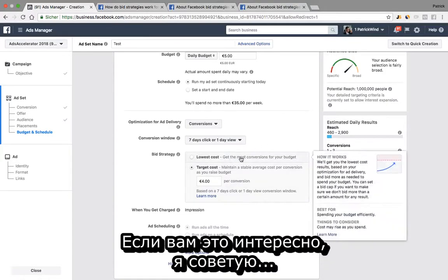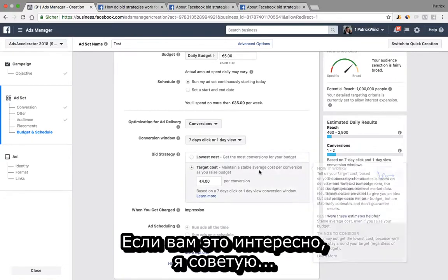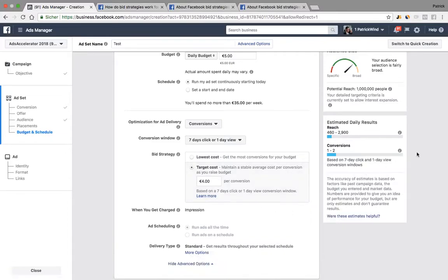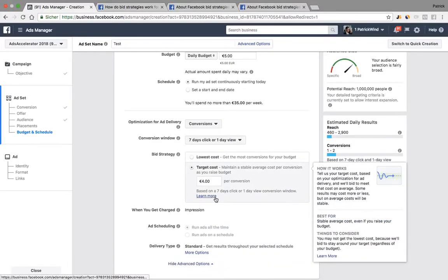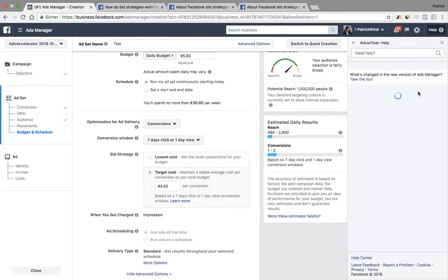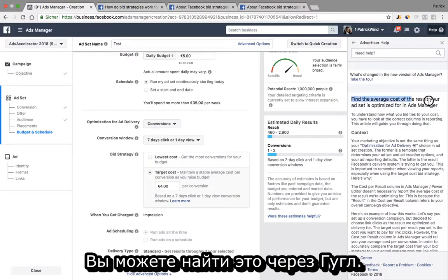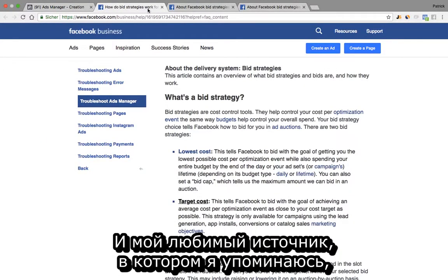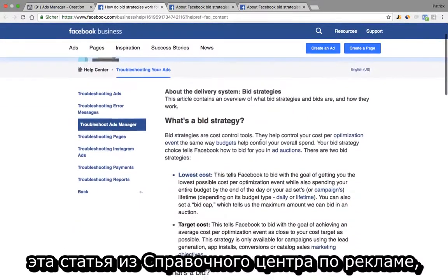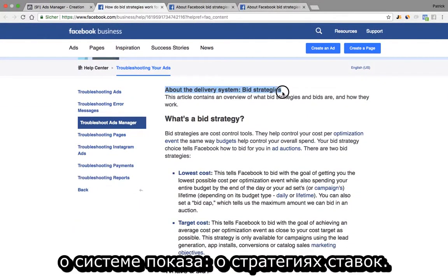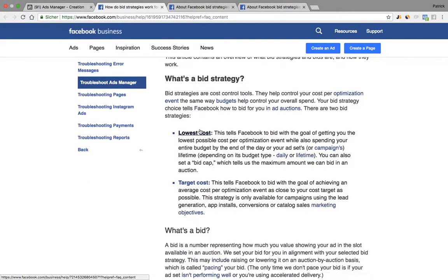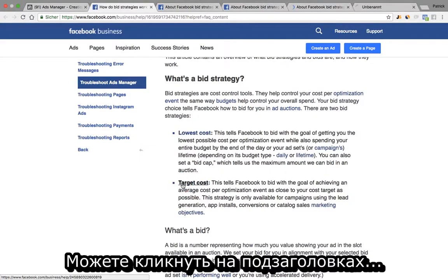If that was interesting for you, I would also recommend to really just go into one of your campaigns, go on ad set level, click here on learn more, then we would open up here something on the right. Well, we can just do it, okay? And then you would be able to search for those titles in Google. And my favorite reference here is this article from the Advertiser Help Center. So about the delivery system, about different bid strategies. What's a bid strategy? Explains once again lowest cost and target cost. You can also click on those ones.